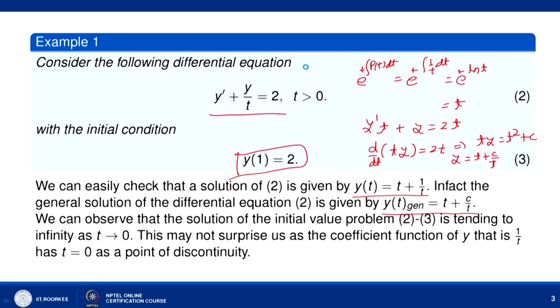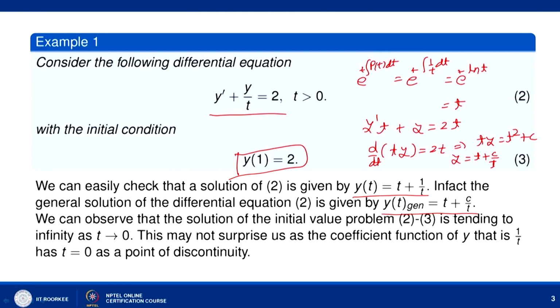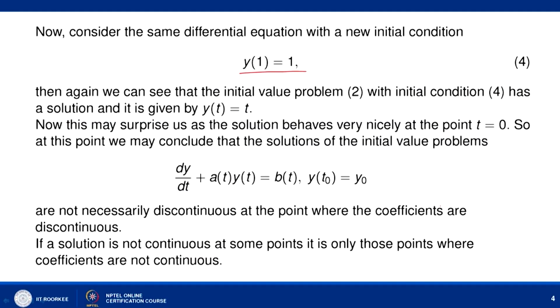In the previous example we had the condition y(1) = 2, but now we are considering the same differential equation with y(1) = 1. The general solution is given as y(t) = t + c/t. If we put the condition y(1) = 1 in place of 2, then c comes out to be 0.